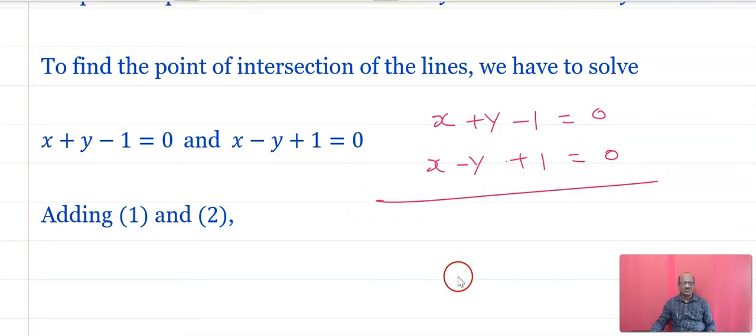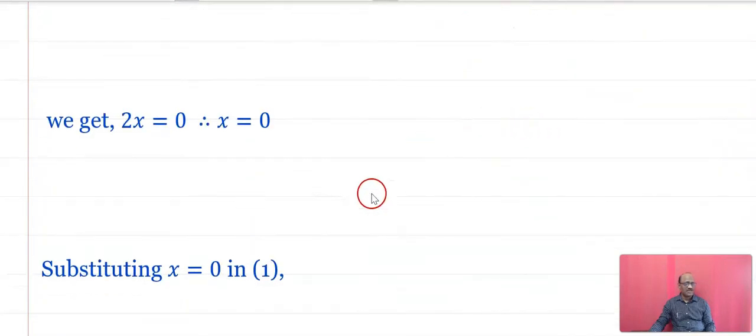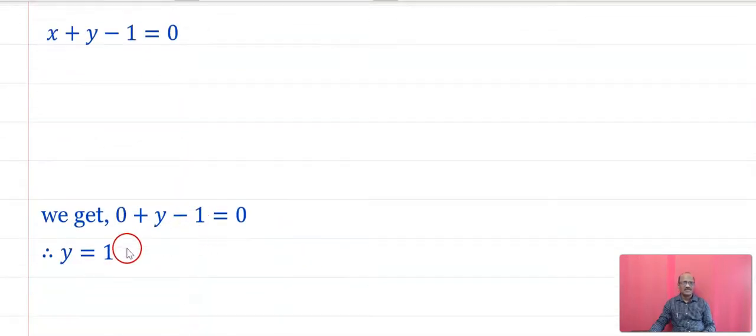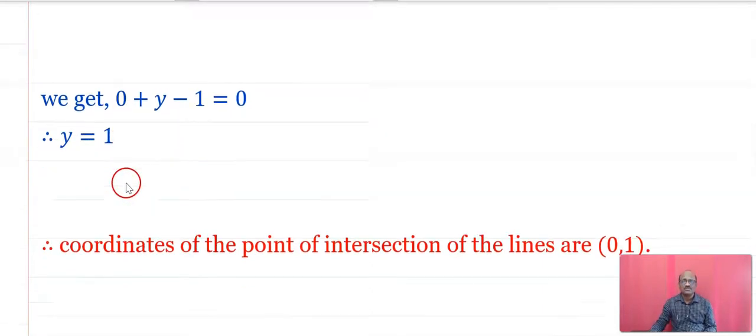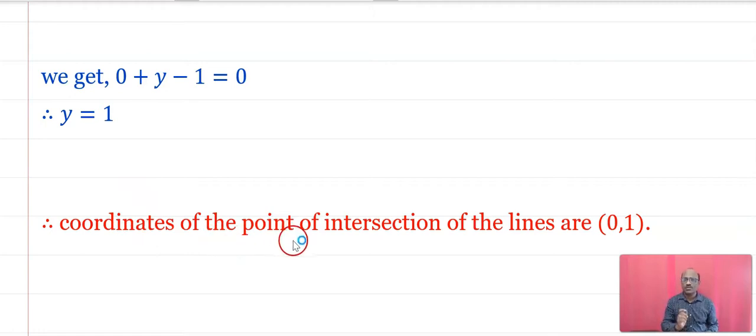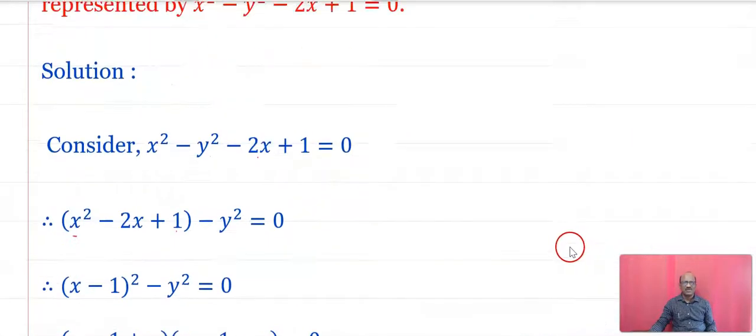If we add these two, then what will you get? Plus y minus y gets cancelled. Plus 1 minus 1 also gets cancelled. 2x is equal to 0 and therefore x is equal to 0. As x is equal to 0, if you substitute x is equal to 0 here, then you get 0 plus y minus 1 is equal to 0, and hence y is equal to 1. Therefore, the coordinates of the point of intersection of the lines are 0 and 1. It's a very easy problem. You can see this again here.